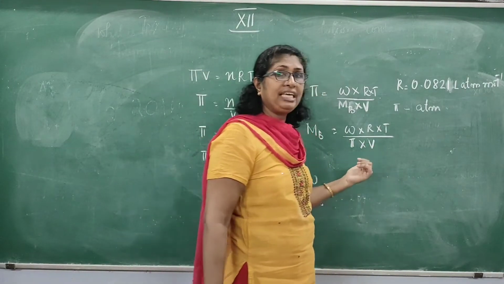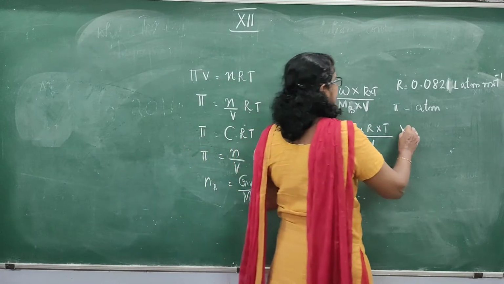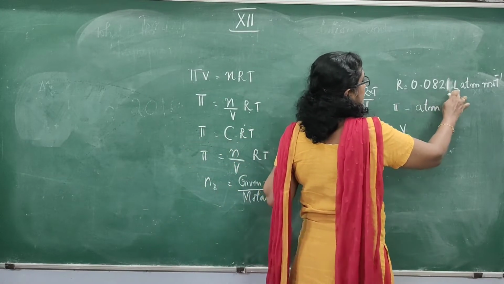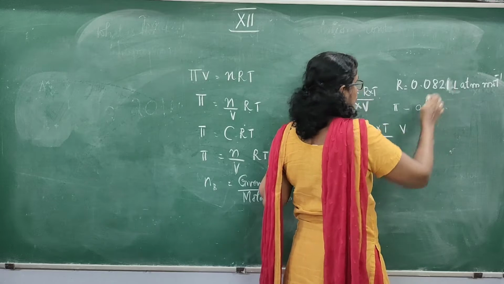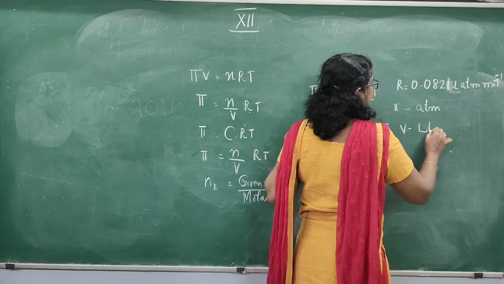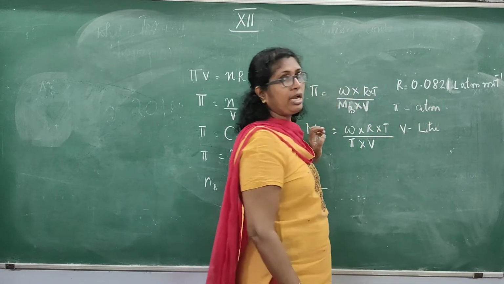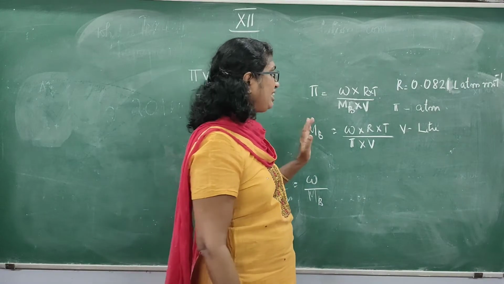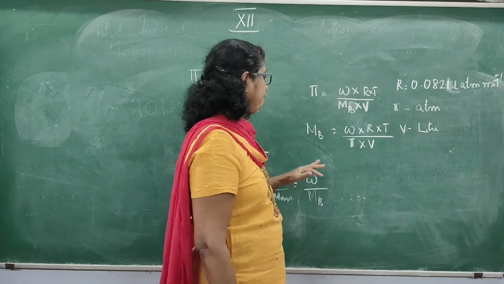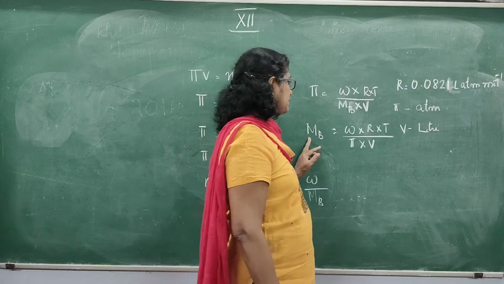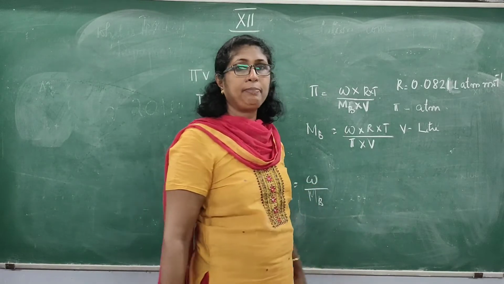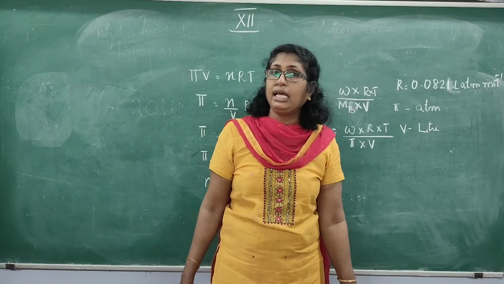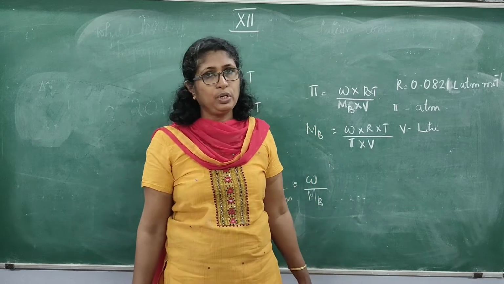Then what about the V? V is the volume. See, it is moles per liter. See, here also it is liter. So volume must be in liter. These conditions must be followed, and if the units given are different, you will have to convert them. So molar mass is equal to WRT by pi V. This is used to calculate the molar mass of unknown solutes.